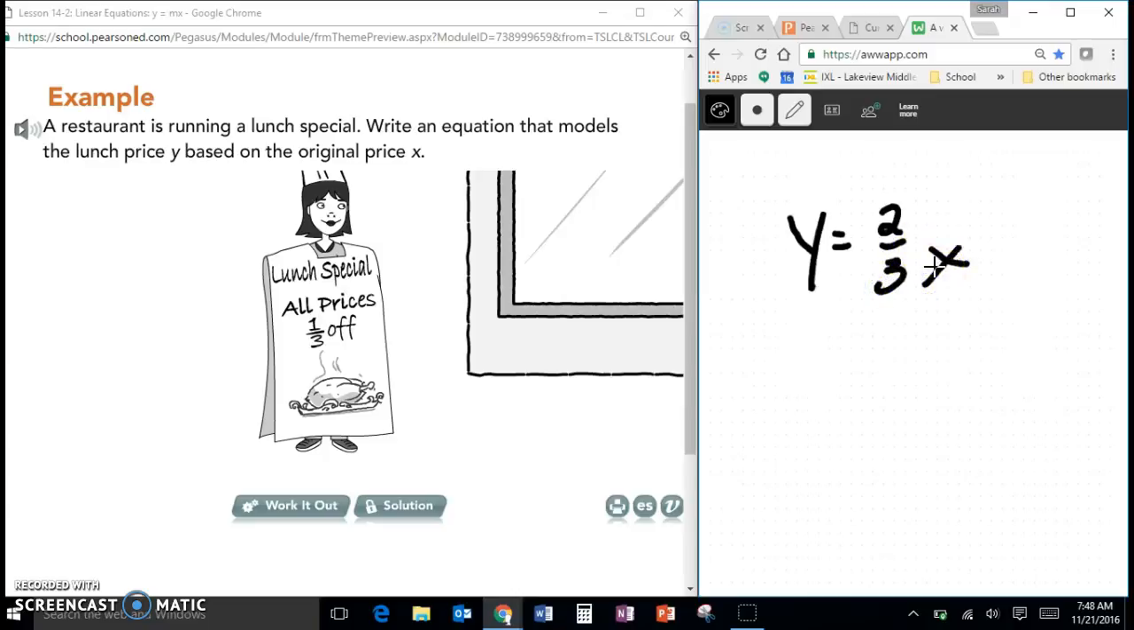A restaurant is running a lunch special. Write an equation that models the lunch price y based on the original price x. So, for example, if the original price is $6 and you plugged in 6 for x, 2/3 of 6, you would actually be paying $4 for the food instead of 6. Let's see what your Got It has.